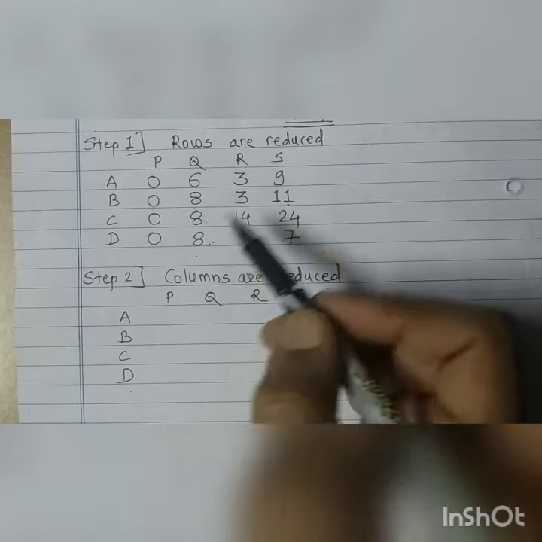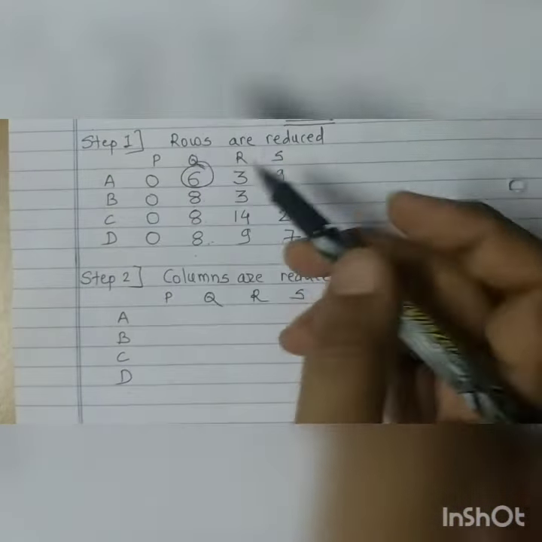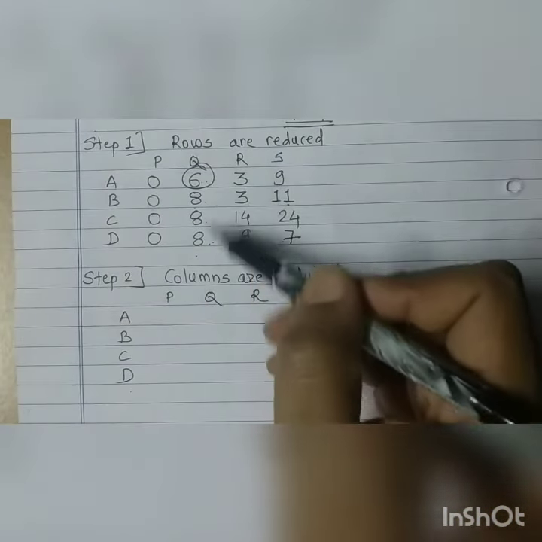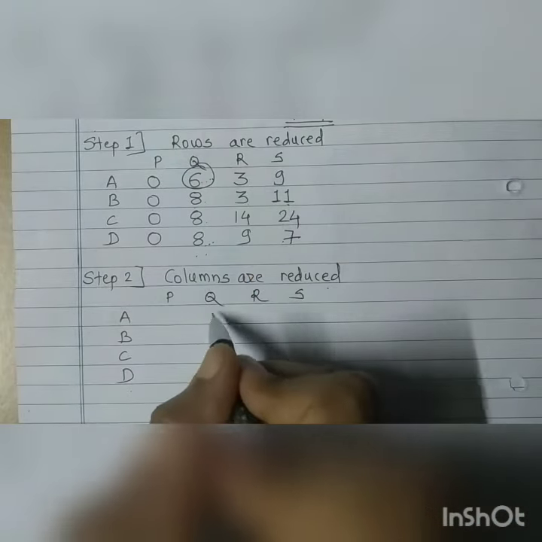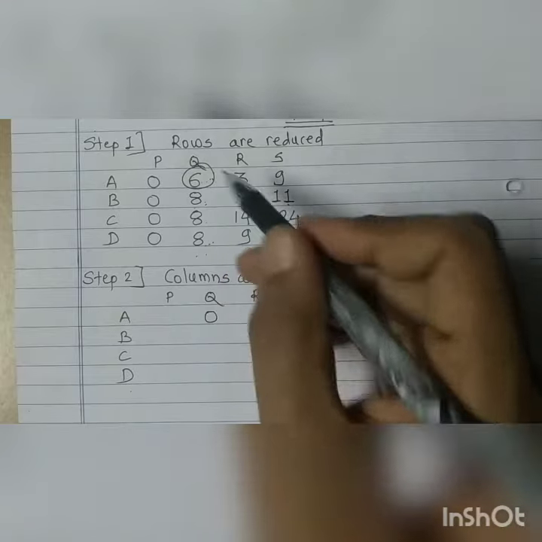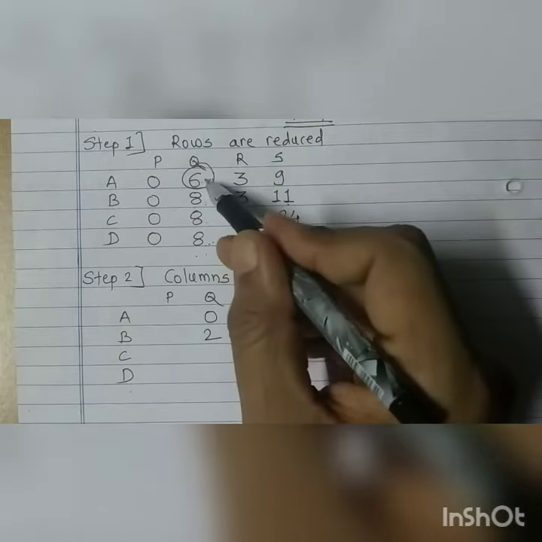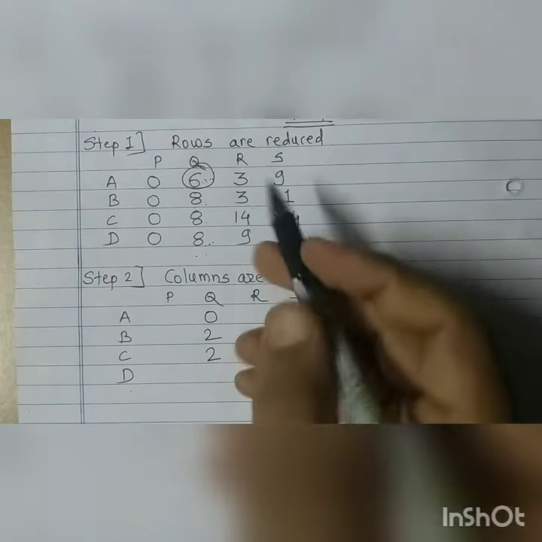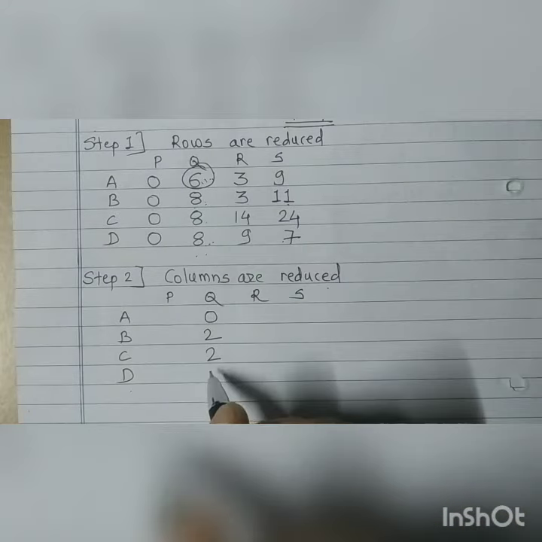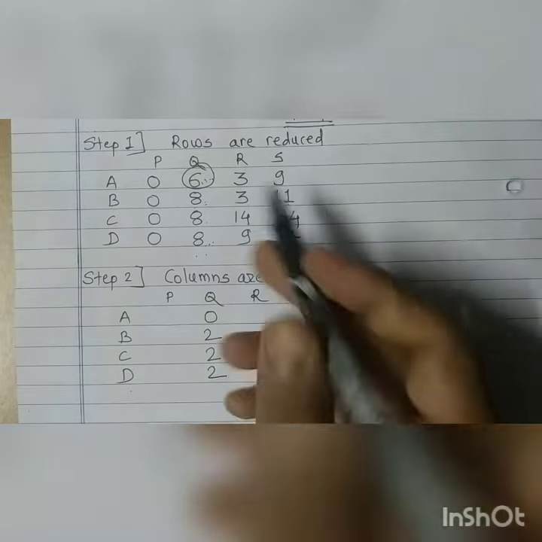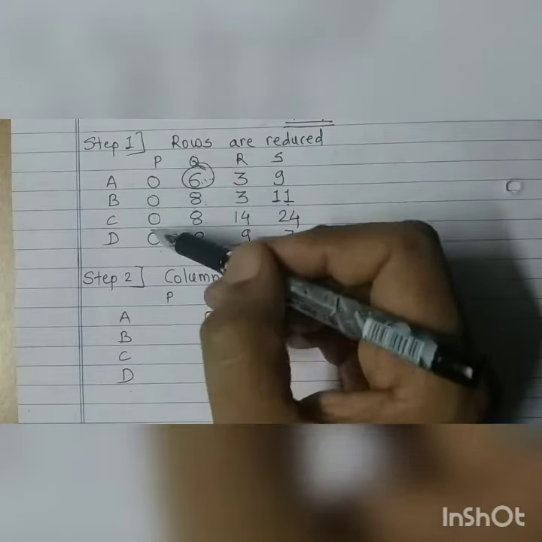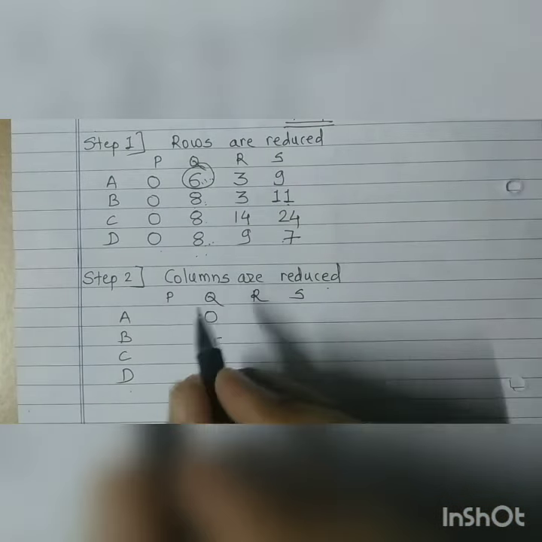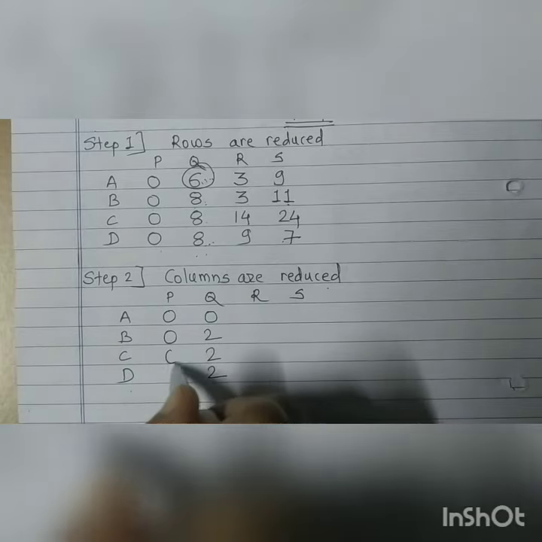In the second column there are 4 elements: 6, 8, 8, 8. Now which is the smallest element? 6 is the smallest element. So subtract this element from each and every element in the particular column. So 6 minus 6, 6, 8 minus 6, that is 2, 8 minus 6, 2 and 8 minus 6, that is again 2. Consider first column, all the elements are 0. So 0 minus 0, 0 minus 0, everything will be 0.